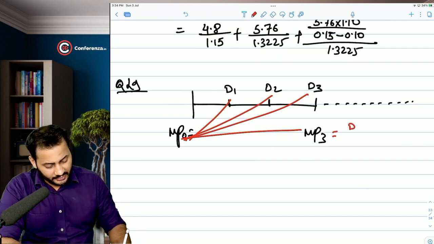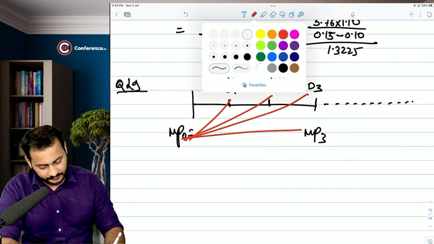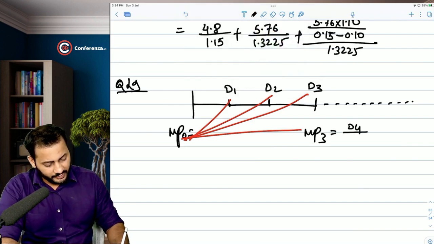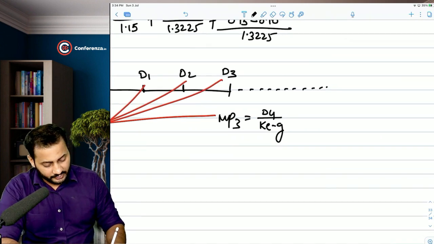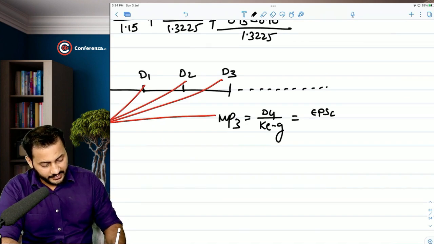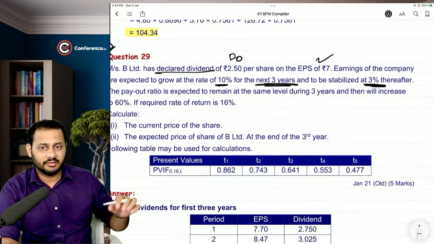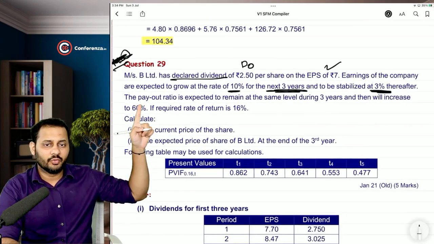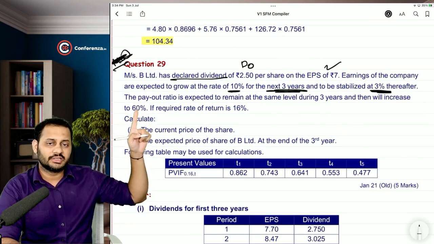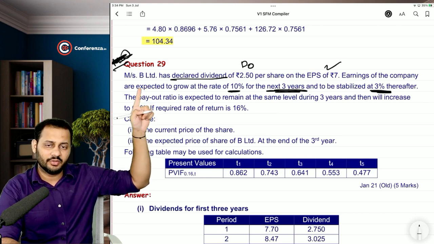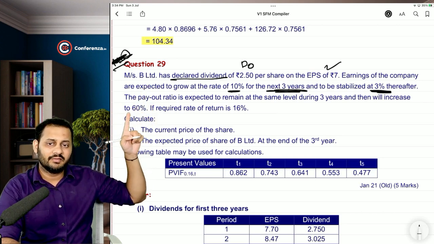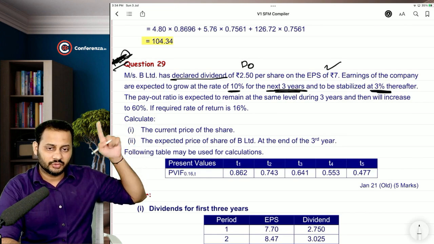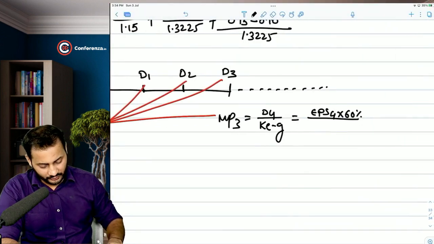MP3 is nothing but, just a second, D4 divided by cost of equity minus growth, and D4 in this question is nothing but EPS 4 into 60%. They are clearly saying that the payout ratio is expected to remain at the same level during 3 years, but then it will increase to 60%. So whatever is the payout ratio right now, it will remain same, but then it will increase to 60%. So how we are going to do the calculation? Have a look.